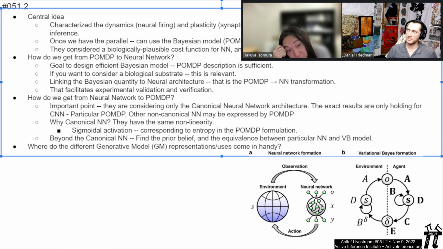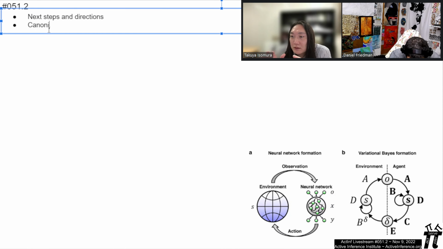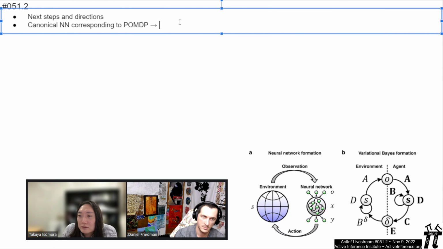Oh, well, yeah, one can design a more sophisticated agent which performs some difficult task based on a canonical neural network. But there is some clear limitation in that direction, right? I should emphasize that the class of canonical neural networks which correspond to a particular POMDP is much smaller than the general POMDP framework. So there are some limitations, a list of limitations.